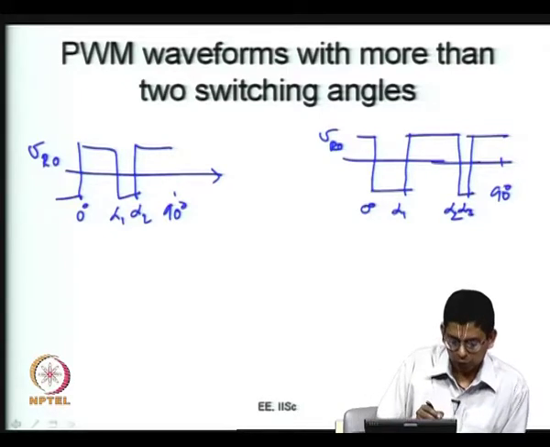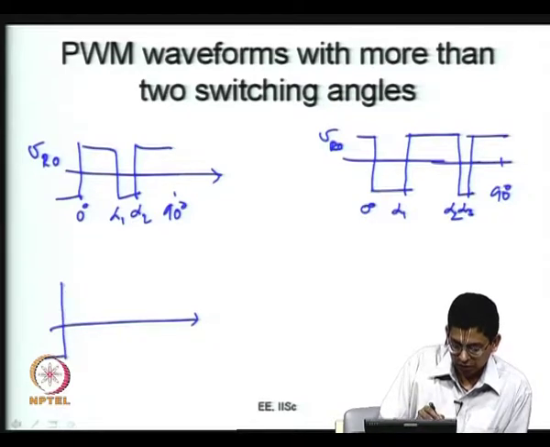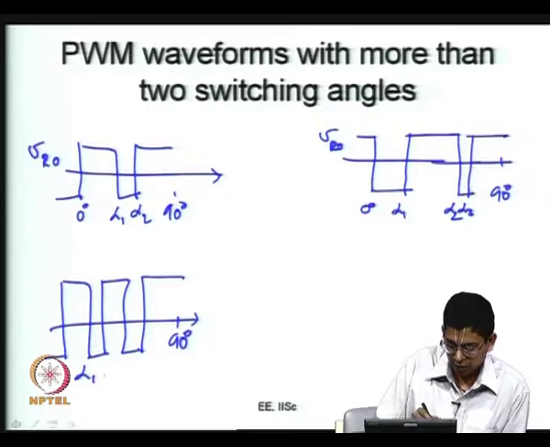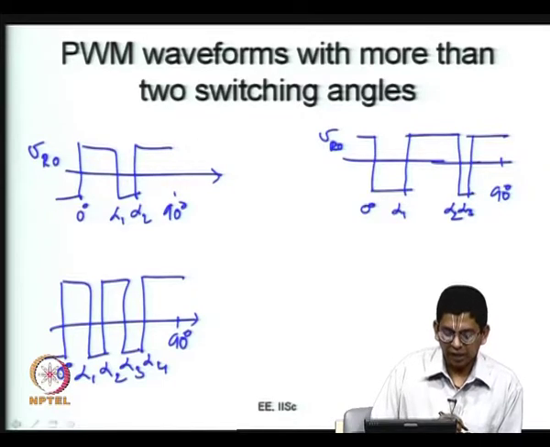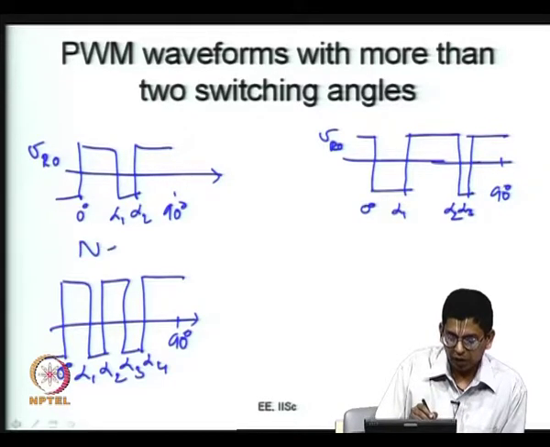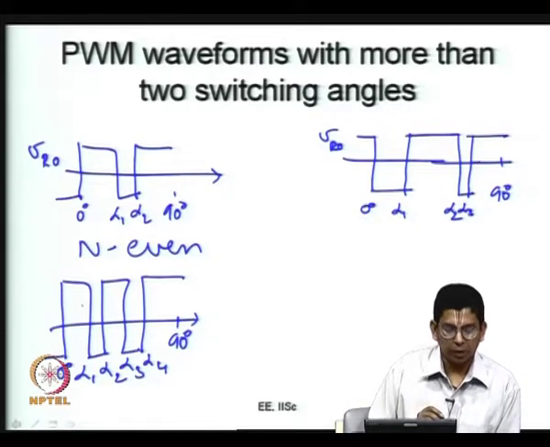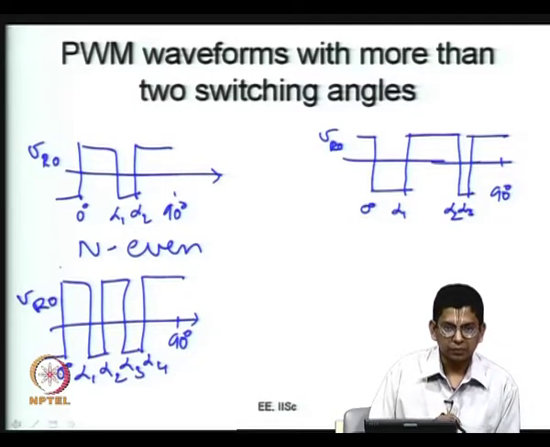Now, let us say you want to use 4 switching angles. So, what you can probably do is you go like this. This is 4 switching angles per quarter, alpha 1, alpha 2, alpha 3, alpha 4, and this is 0 degree. So, generally for an even value of n, where n is the number of switchings per quarter, you choose this kind of PWM waveform where VRO switches from negative to positive.